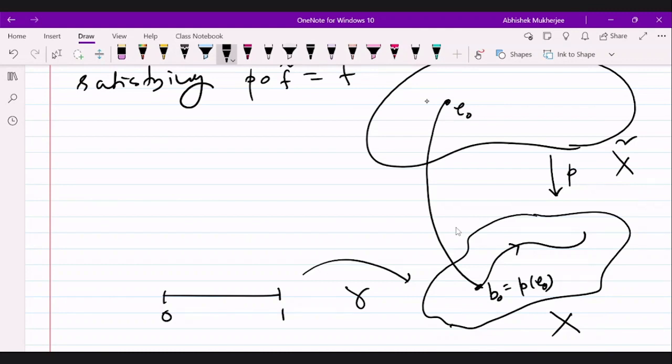Then you can assert that there has to be a unique lifting of that path gamma in the covering space X tilde, which will be starting at E naught. So that means there is a unique lifting gamma tilde in the covering space of X that begins at E naught.